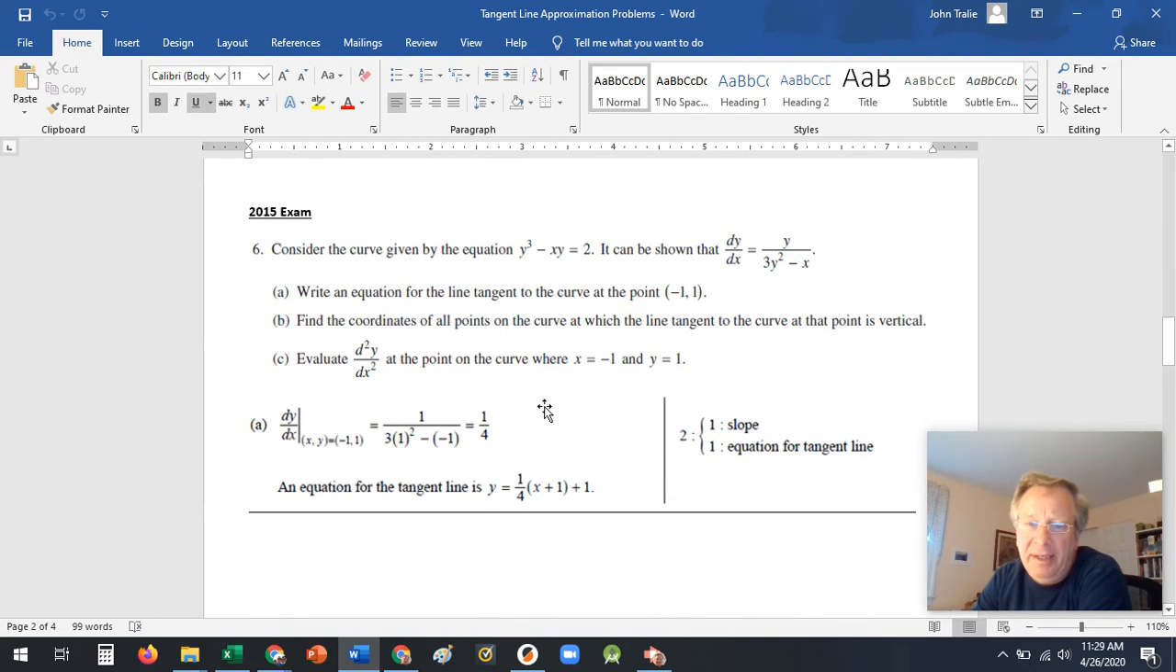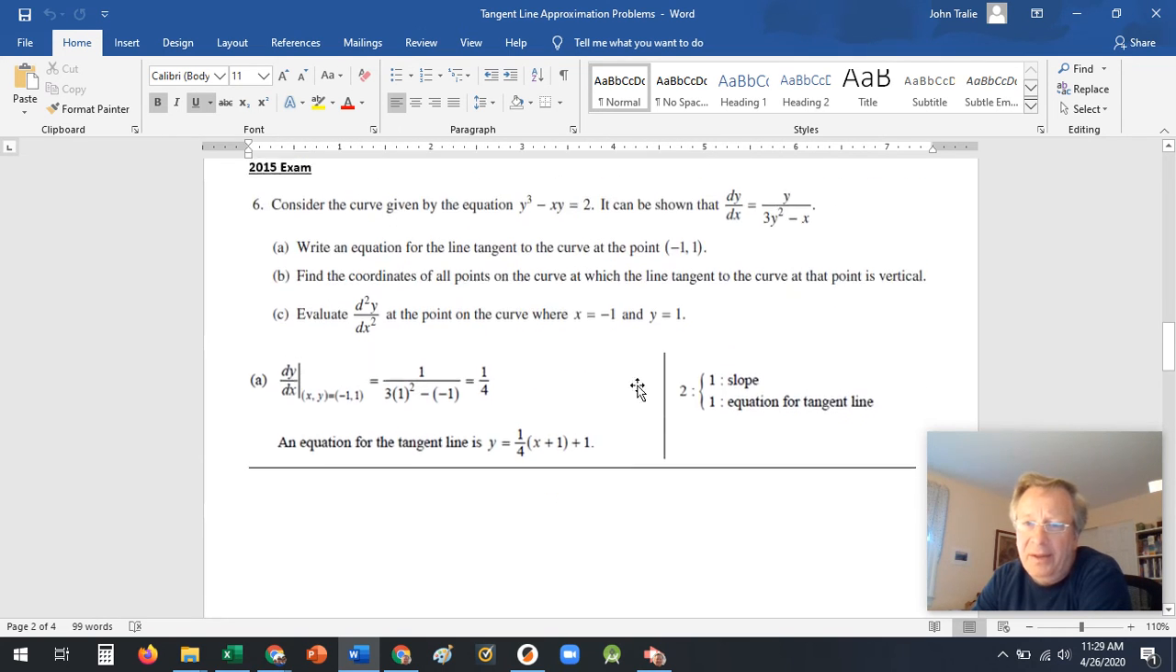Here's 2015. Again, they tell you x1 is negative 1, y1 is 1. I'm sorry, I'm in the wrong place. Write an equation for the tangent line to the curve at the point (-1, 1). So that's x1, that's y1. You plug them in to find the slope. So there it is. y1 is 1. So when you move it to the other side, you get that plus 1.